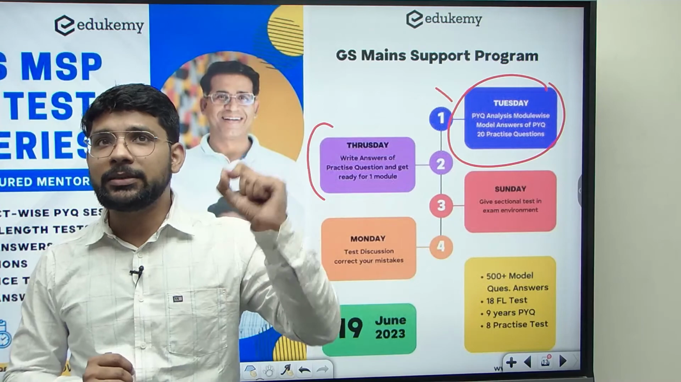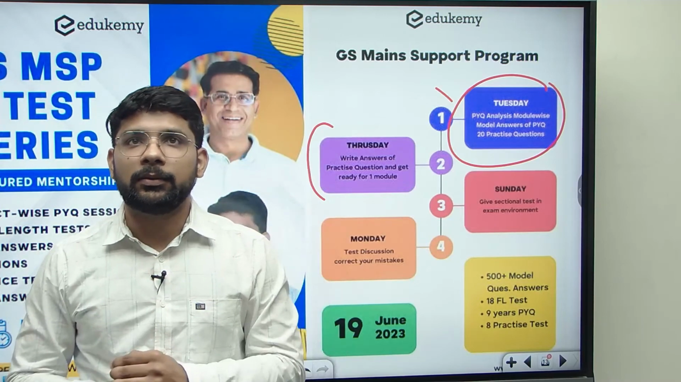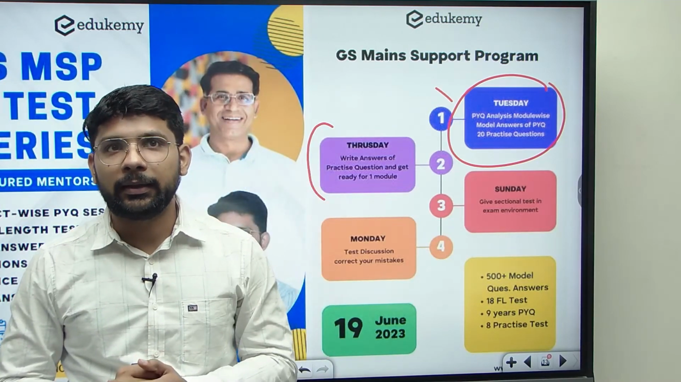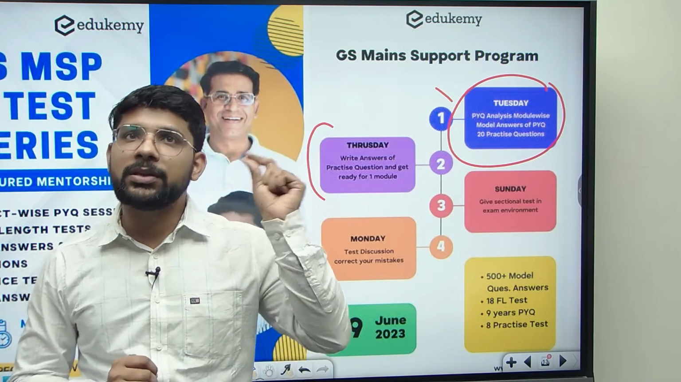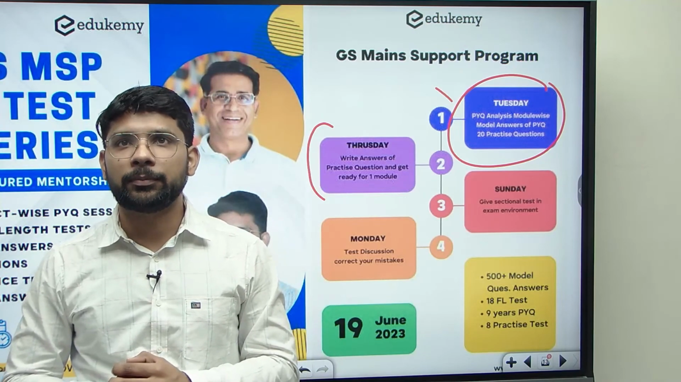Because UPSC is not just a game of reading. How much you retain matters. If you are not retaining the thing, then you cannot write. So retention is also an important part of the mains examination.